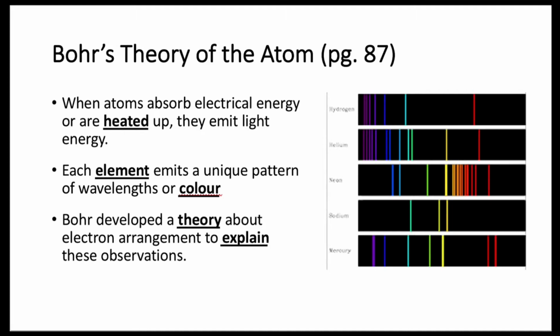So you can see to the right-hand side there are bands of colors. These represent different wavelengths of light emitted by these particular elements. You don't have to worry about memorizing or recognizing these bands. This is just to give you an idea that each element emits a unique pattern of wavelengths of light and color when you look at it through a spectroscope.